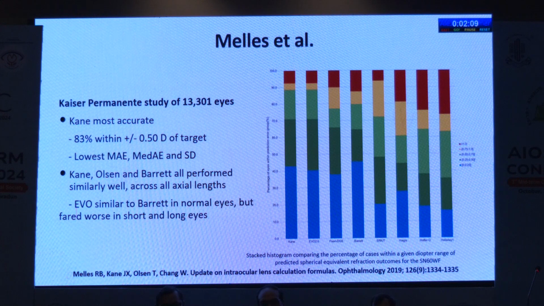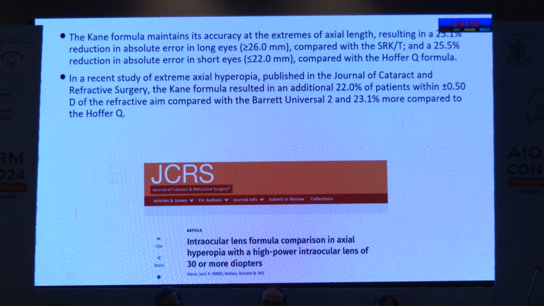So this study by Melissa in 2019 showed the Kane formula to perform much better across all axial lengths. So that is the main advantage of the Kane formula, that it performs really well in long as well as in short eyes, especially in the short eyes, because the study published in JCRS showed that in patients with IOL power of 30 diopter or more, the Kane formula performed much better than Barrett's 2.